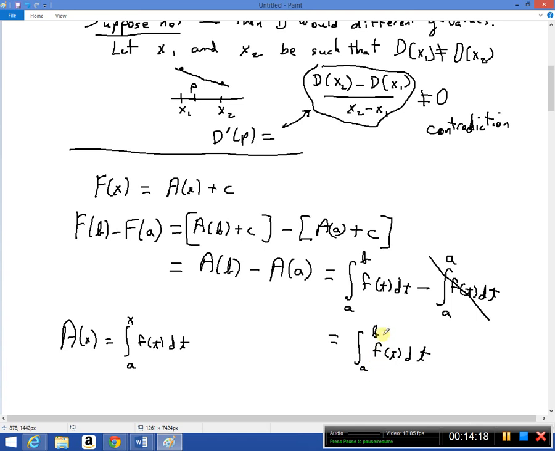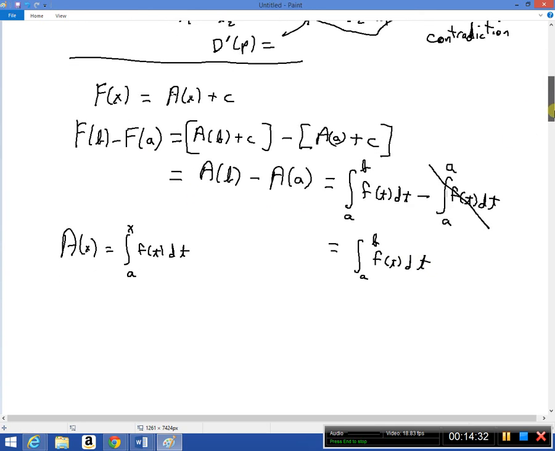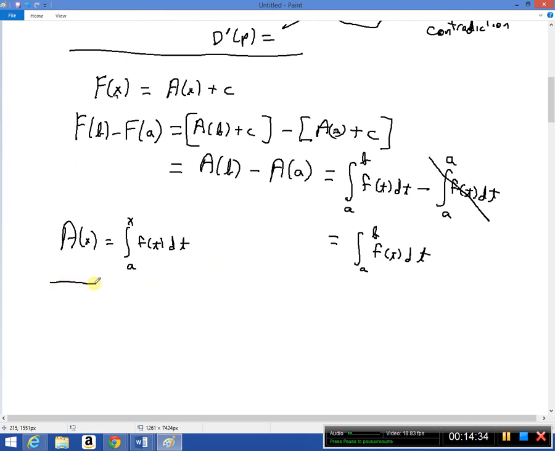So the integral from a to b of f of t dt, f of x dx, doesn't matter, is equal to capital F of b minus capital F of a. That's it. That does it. And that is the fundamental theorem of calculus part 2. All right, let's look at a few problems.